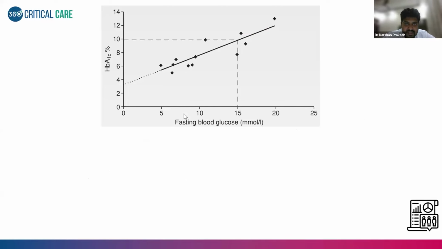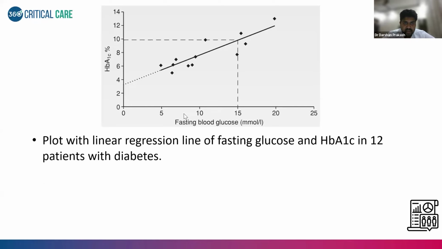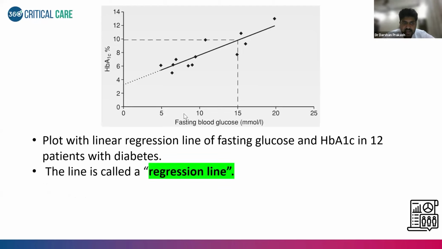When we had this same graph earlier, we didn't draw a line to see the correlation. Usually for correlation, there is no need to draw a line. In regression, we draw the best fitting line. Based on this, there's a linear regression for fasting blood glucose in these 12 patients. There is an upward sloping line, which is called the regression line.